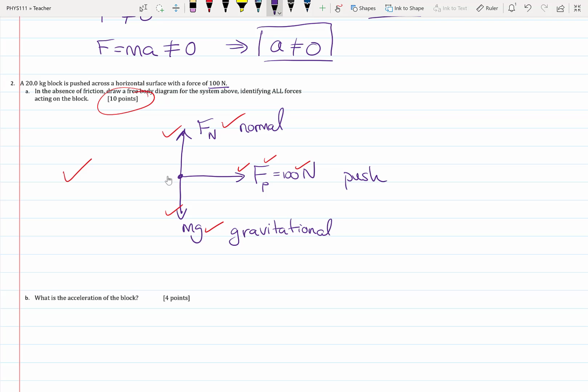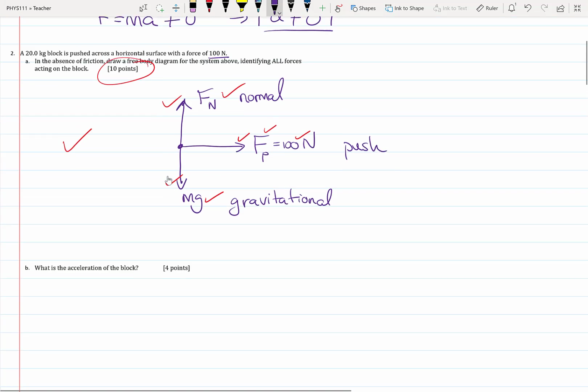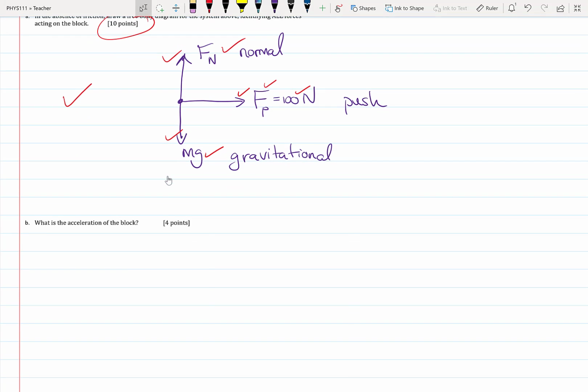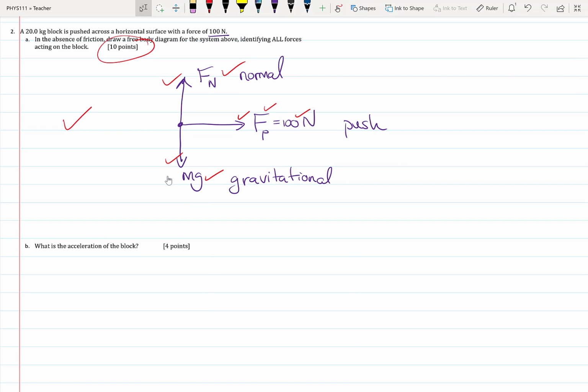Next question. What is the acceleration of the block? Well, if we've got our free body diagram, in order to solve these problems, I've said, well, one of the first things you're supposed to do is write down what you have. So I'll do that. Mass is 20 kilograms. The push force is 100 newtons.